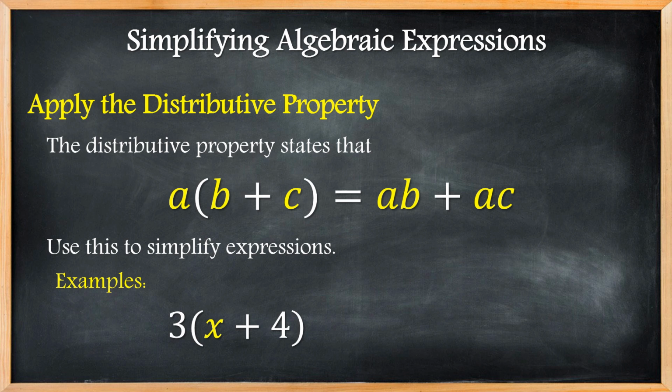Using the distributive property, we multiply 3 by each term inside the parentheses. 3 times x equals 3 times x. 3 times 4 equals 12. So our final expression is 3 times x plus 12.